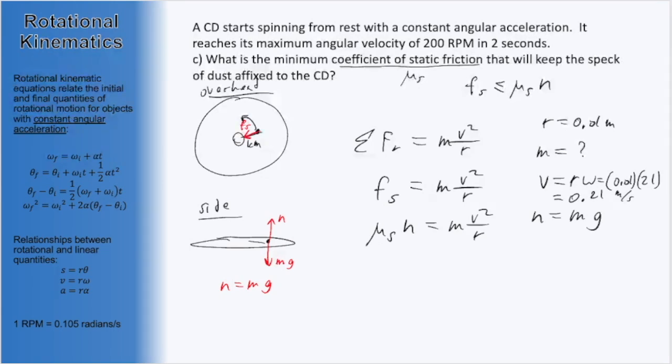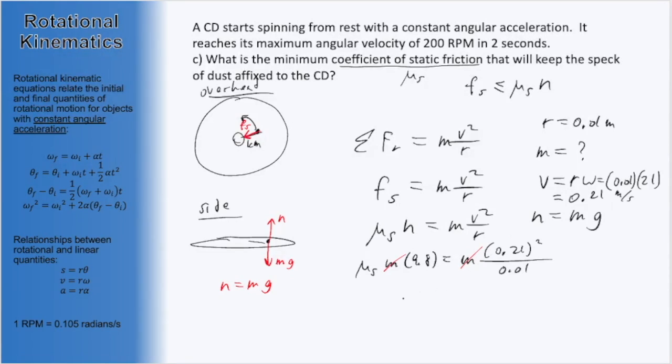So while we still don't have the mass, let's see what happens if we start trying to plug things in now. Our coefficient is what we're looking for. Normal force becomes m times g, which is 9.8, equals mass we still don't know, but the velocity we now know is 0.21. That gets squared over the radius, which is 0.01. And since we replaced the normal force with mg, now an m is multiplying on both sides, which means if we divide it, it cancels out on both sides. We didn't actually need the mass of this speck of dust to solve this problem.